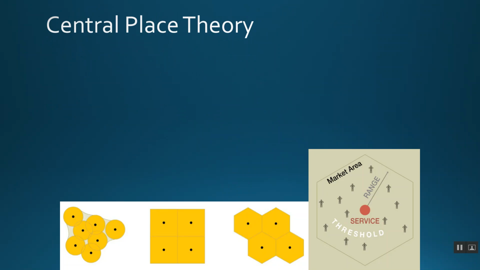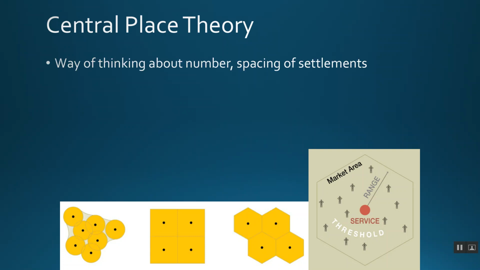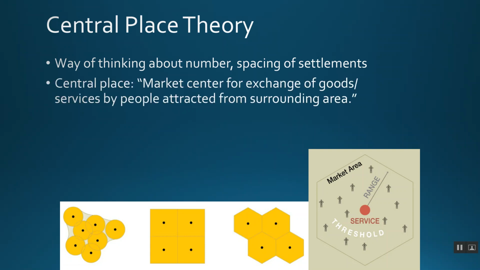Central place theory is a geographic theory that discusses how and why different services exist in certain places. It is a way of thinking about the number and the spacing of settlements. The central place is the market center for exchange of goods and services by people attracted from the surrounding area. And so central place theory uses hexagons. It uses hexagons because if you use circles, they overlap and then you have gaps in between them.